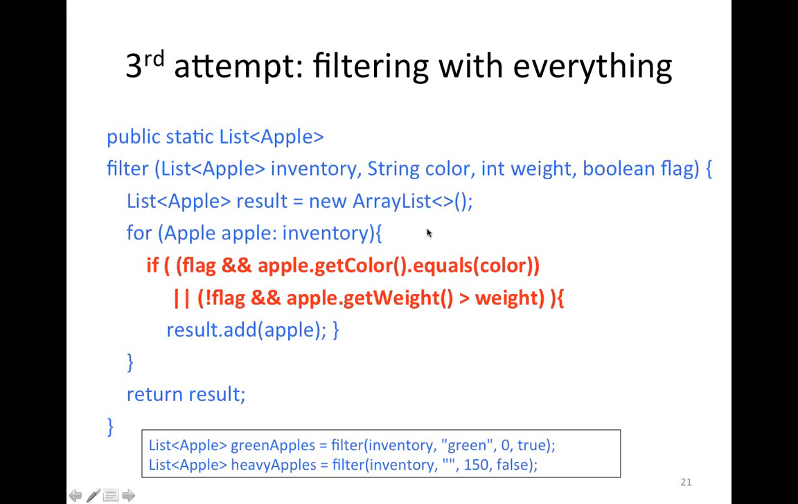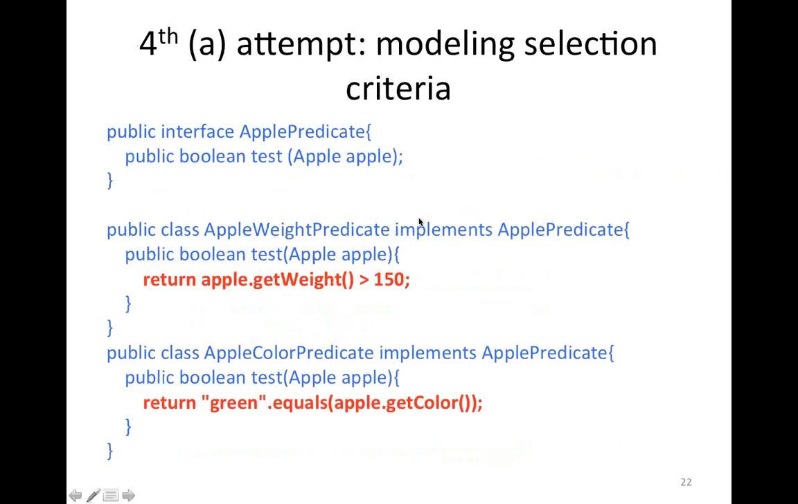Okay, but what if an apple had many, many characteristics? What if we'd be interested in the height of the apple? What if we'd be interested in the shape of the apples? It would become a huge mess to combine all those different properties of an apple into a single method. So we need to take a step back.